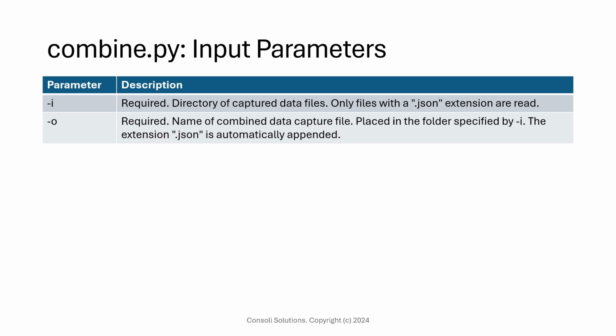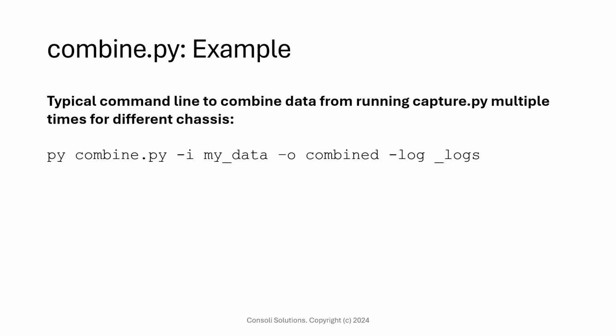-I, this is the folder, not an individual file. When launched from multi-capture, this is the project folder it created. -O, this is the name of the output file only. It is placed in the folder specified with the -I parameter. When launched from multi-capture, this file is named combined. Again, the intended use of these examples is to provide you with something you can copy and paste and modify for your own use.